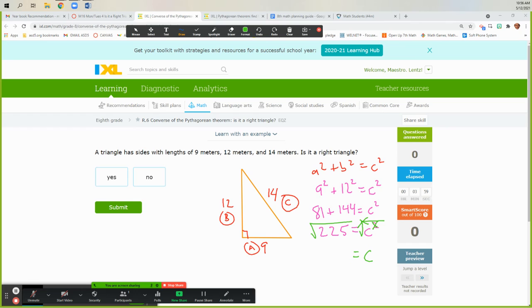Whoops, I hit the button twice. That is 15. So now, is 15 what they told me it should be? The answer is no. This 12 is fine, but it's more than 14, so it's actually going to be a little bit bigger based on the numbers they gave me. C would actually have to be 15 to be square. So this orange triangle is actually less than 90 degrees, because it's not quite long enough. So the answer would be no.